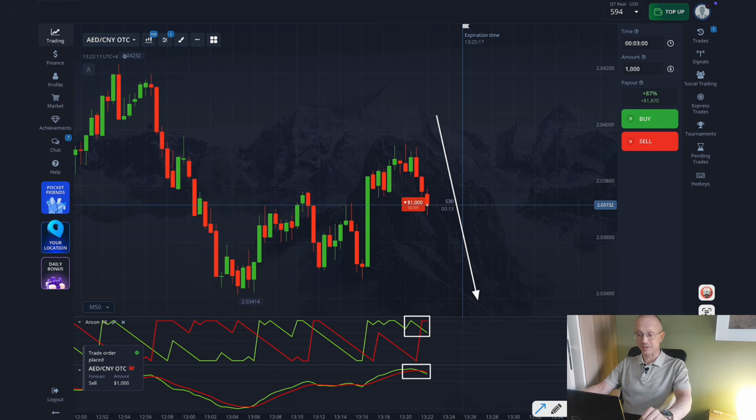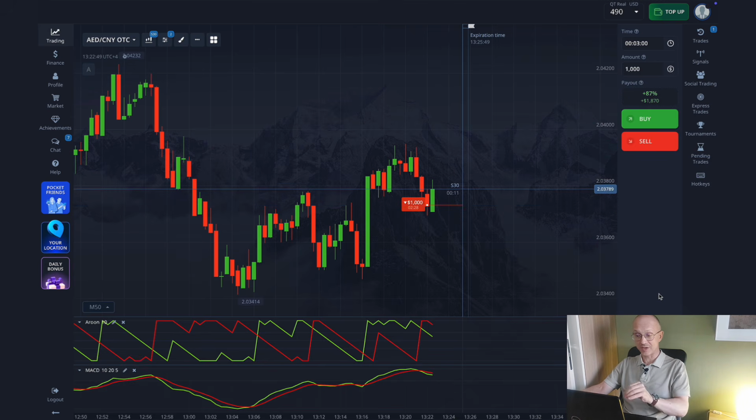And when both signals from the ARUN and the MACD confirm the same direction, it creates a very strong confirmation for entering the market with the expectation of a decline. These two indicators together give clear confirmation that the downward movement is gaining momentum, and this is an excellent opportunity to make short deals.